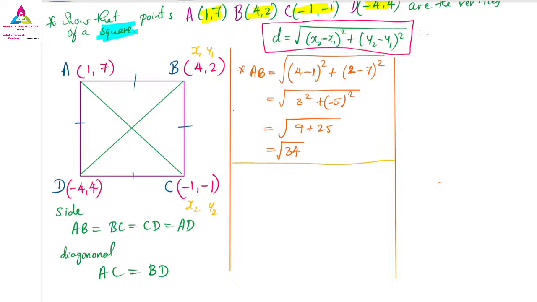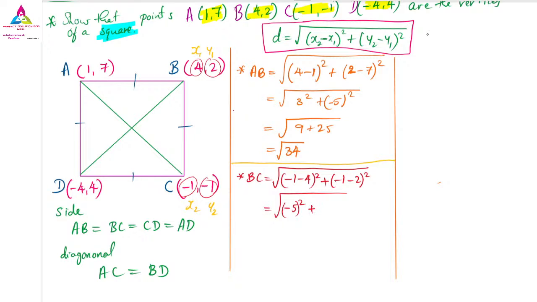So when you are finding BC, BC is equal to, again, x2 minus x1. x1 is minus 1, and here we have 4, so minus 1 and minus 4. You can calculate in your mind directly. You can write minus 5 if you want. Minus 1 we have, and here we have 2, so minus 1 and minus 2, the whole square. Root of minus 1 minus 4 is minus 5, the whole square, plus minus 1 minus 2 is minus 3, the whole square.